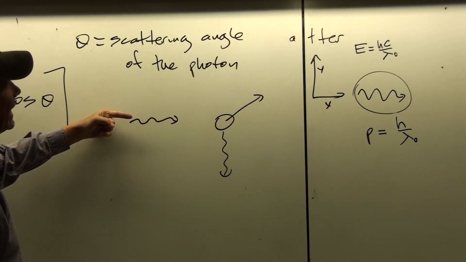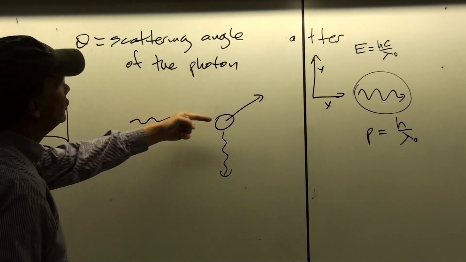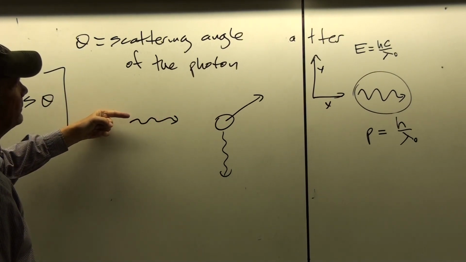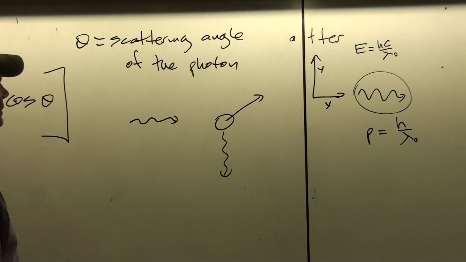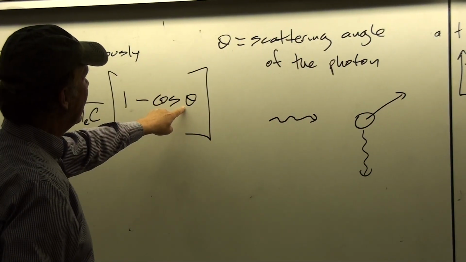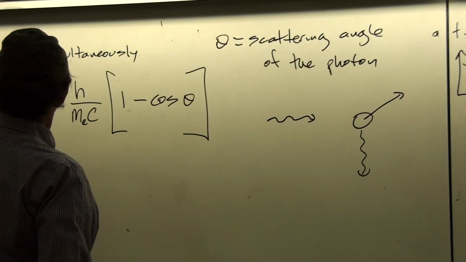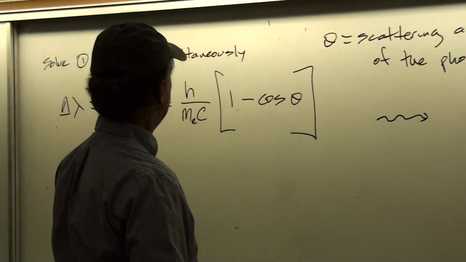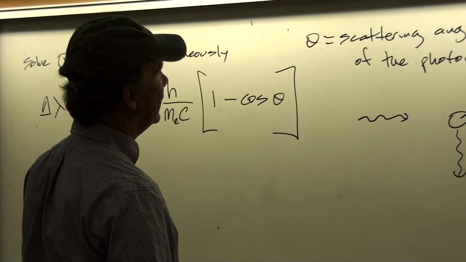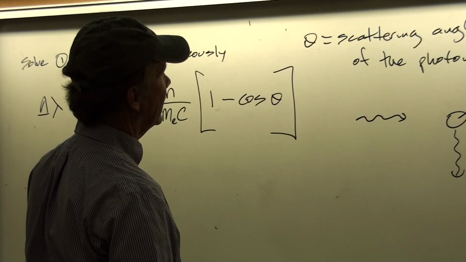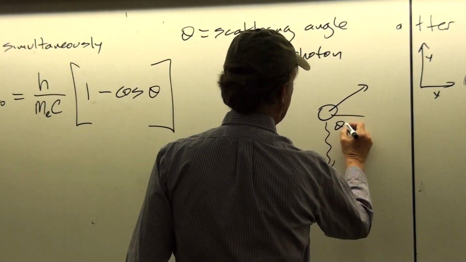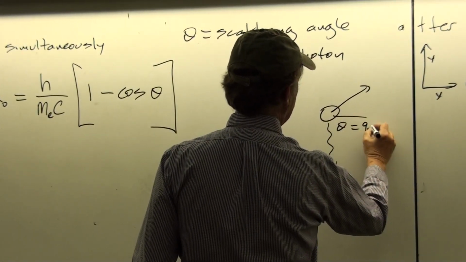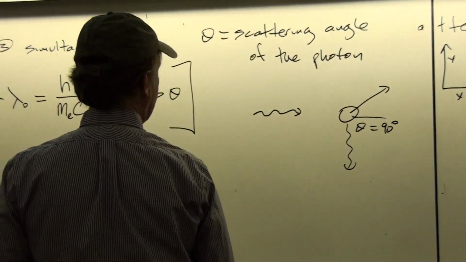And so that would be the maximum amount of energy that you could impart to the electron, if the photon bounced straight back. If it bounces off at a 90-degree angle, then theta would be 90, and we would have 1/2 of the maximum change in the wavelength associated with that kind of a process. So let's do that. Let's set theta for the scattering angle of the photon equal to 90 degrees.